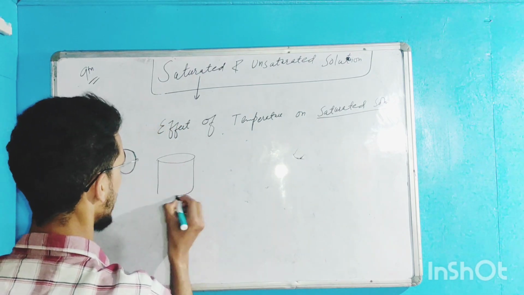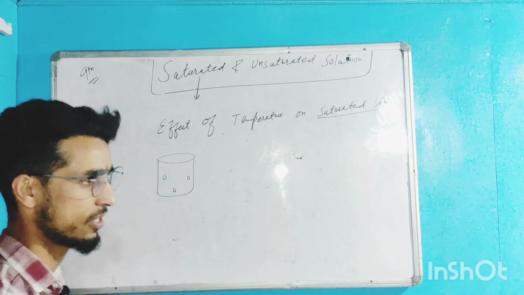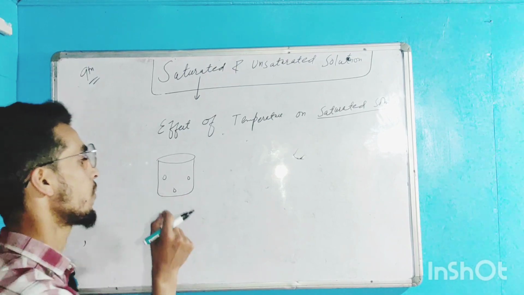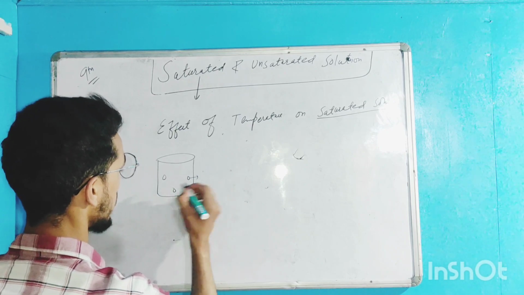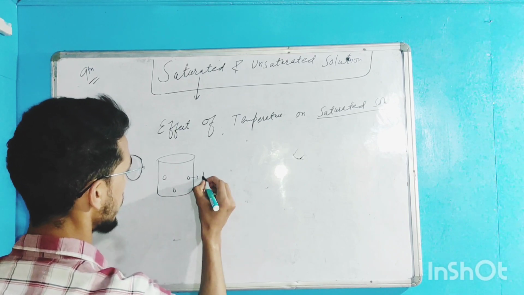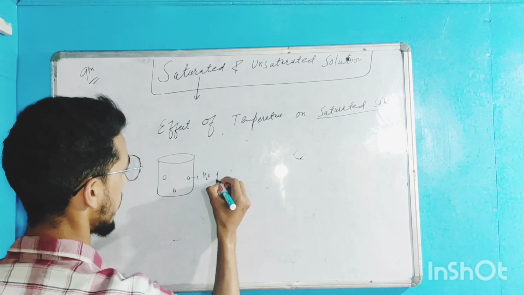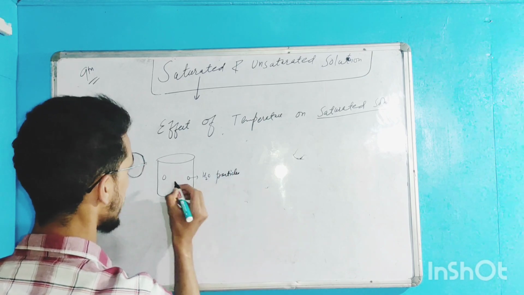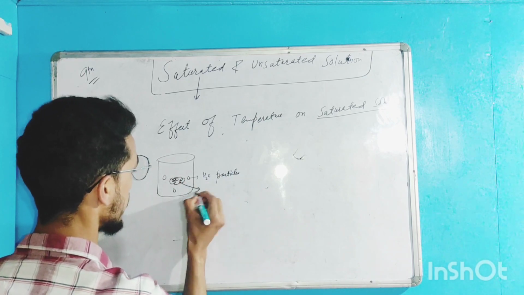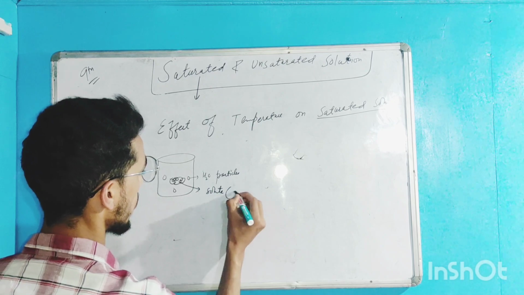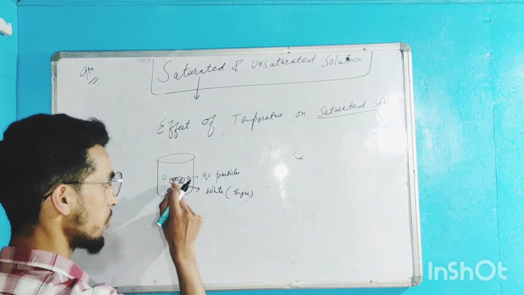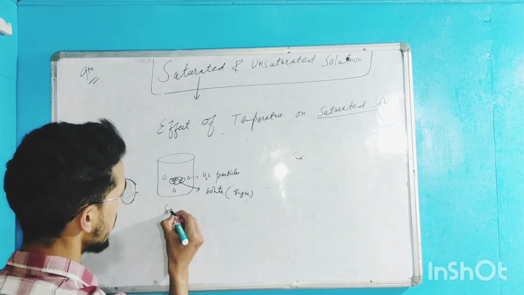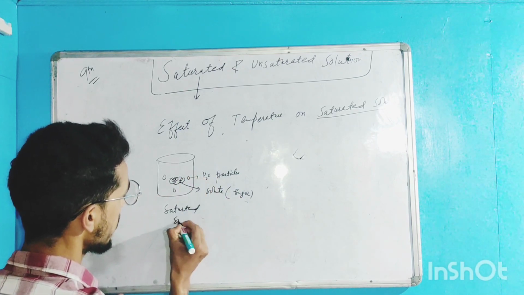Suppose this is a beaker, and in this beaker there are 3 solute particles. There are solvent particles also, but for an example, for a supposition, we are taking only solute particles. Suppose these are 3 solute. Suppose this is water. This is water particle, solvent particle, and let's suppose this is sugar dissolved in this. Sugar means this is solute dissolved in this. Now this much amount of solute is already dissolved in this. This is a saturated solution.